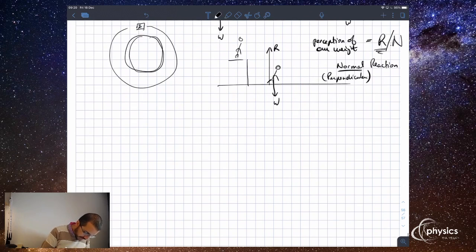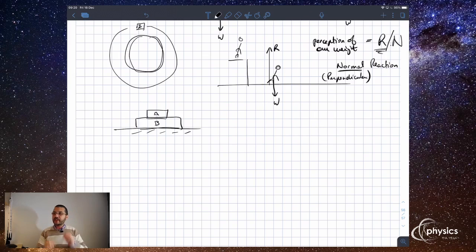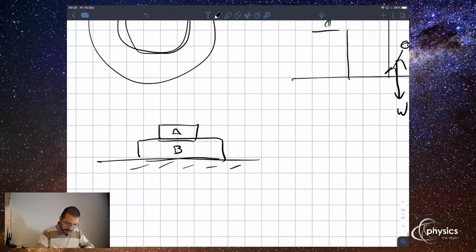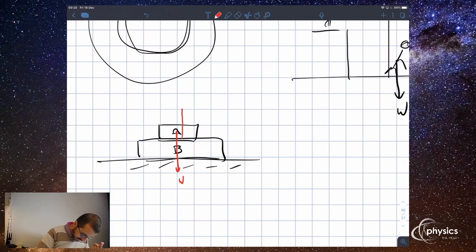So, for example, if I have this situation, I have 2 books resting on a table. And I have to draw the forces, first on A and then on B. Let's start on A. The forces on A are the weight, and A is touching what? B. So A is pushing B, then B is going to push A, and that is the reaction of B on A. So this force is affecting A, all right, because it's on A.